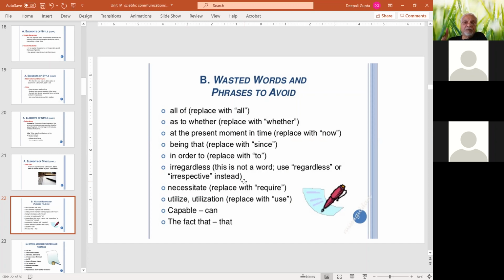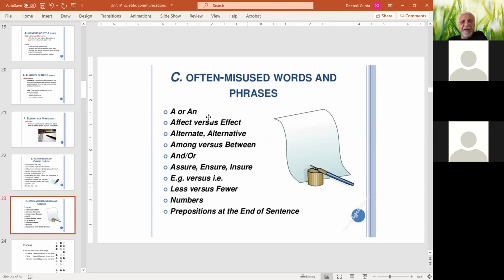So these are various examples which you should keep in mind: use small single words rather than long phrases. You also have to use words correctly, like affect versus effect, alternative, among versus between. These are words with very similar meanings, but you have to choose depending on the sentence or the message you want to create. These are some of the examples which you can read in the slides, about what you should use and what not.